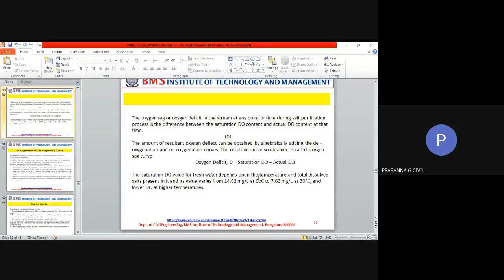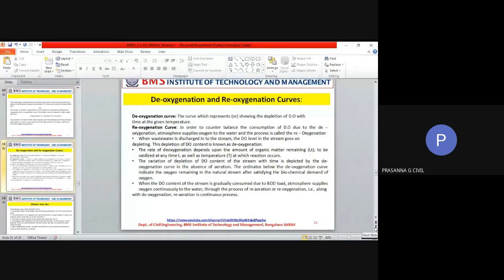I'm sorry, this should be degrees. Okay, 14.6 at 0 degrees, 7.63 at 30 degrees. Put it into your mind so that anytime you need to predict or assume a value, you will be able to get your value correctly on an average, without making a large variation. So that is very, very important.